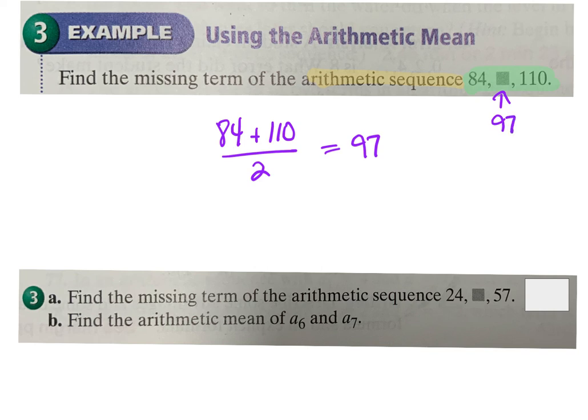From that, I can give you the common difference, right? 97 minus 84. I could give you the explicit formula if I wanted to for this particular sequence, once I know what that middle term is. If they tell me it's an arithmetic sequence, I just have to add the two numbers and divide. So go ahead and find A and B.